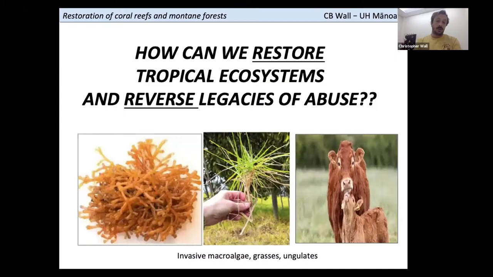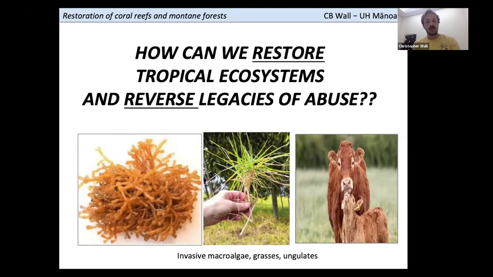So one big question in restoration ecology in general is really, how can we restore tropical ecosystems? And maybe more importantly, not just make them look like their remnant or their native counterparts, but how can we really reverse those legacies of abuse? And that may mean that it's not just putting the coral back on the reef or putting the trees back in the forest, but it's the environmental, the biological legacies that will persist for long periods of time and take a lot of effort and maybe decades to reverse and to truly change.